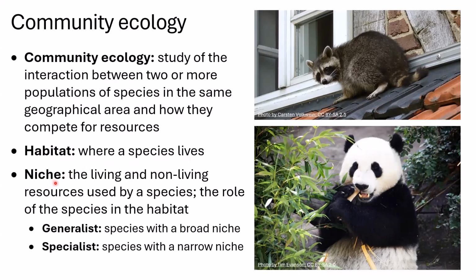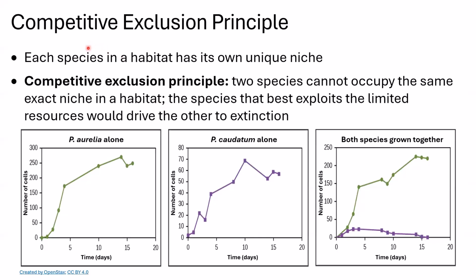A niche includes all the living and non-living resources used by a species, and can also be thought of as the role or the job of a species in the habitat. Some species are considered to be generalists, which means that they have a broad niche. Raccoons, for example, aren't very picky about what they eat or where they scavenge for food. Other species are specialists and have a narrow niche. Pandas, for example, just want to eat bamboo. Each species in a habitat must have its own unique niche.